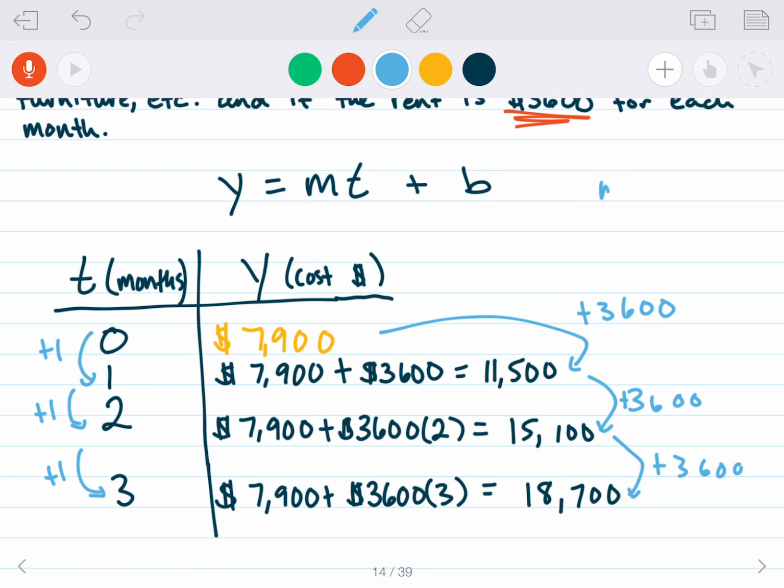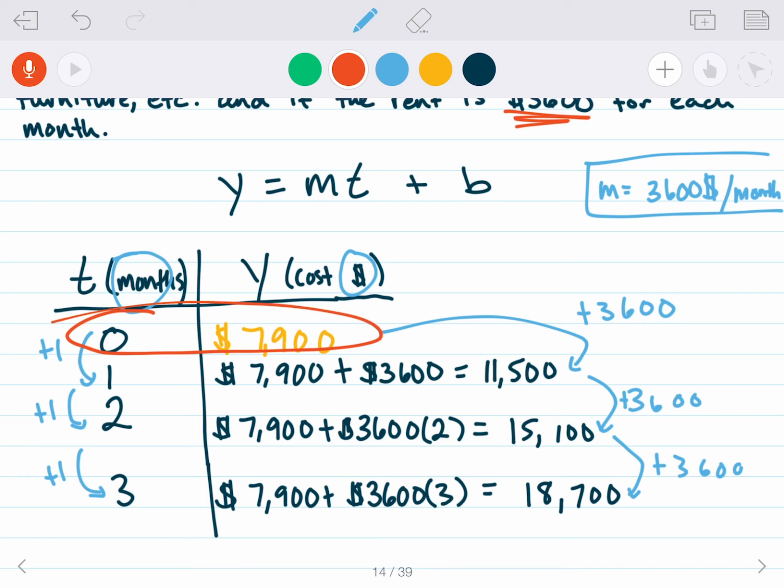So m is going to be, what are my units here? Well, units for y over units for x. This is going to be $3,600. So units is bucks per month. That's how much I'm changing by. So this is my m. Now what's my b? B is my initial value, my starting cost when my x is equal to 0. So that's going to be $7,900.